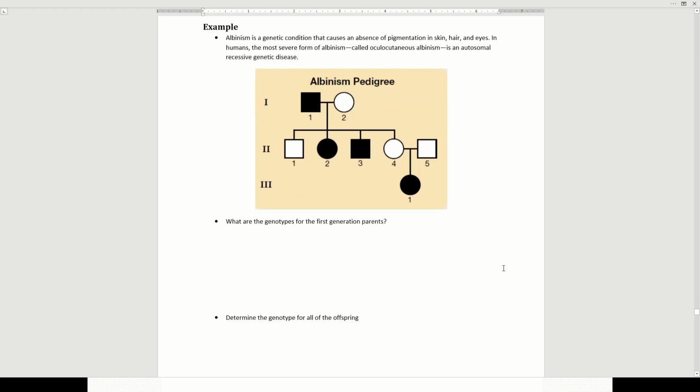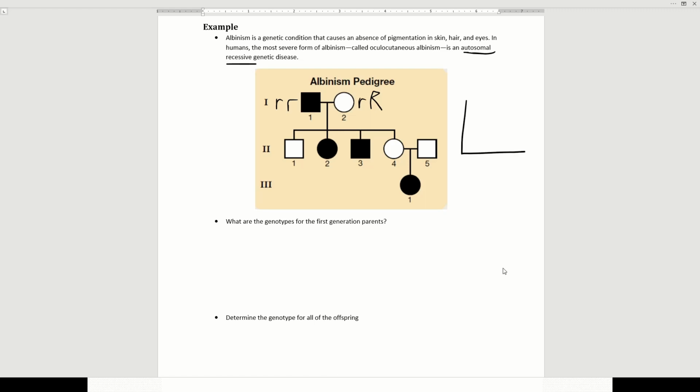So this is albino, autosomal recessive, another autosomal recessive. So what are the genotypes for this first generation? Right, so the dad has it. And then some of the kids have it, which probably means that the mom is a carrier for it.